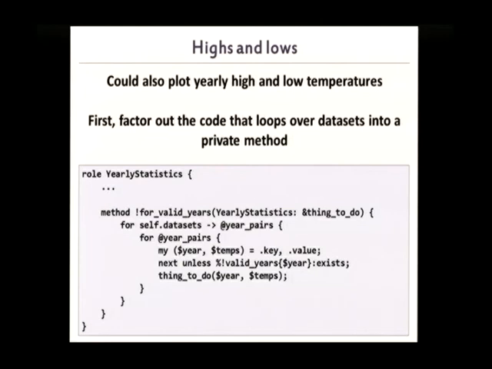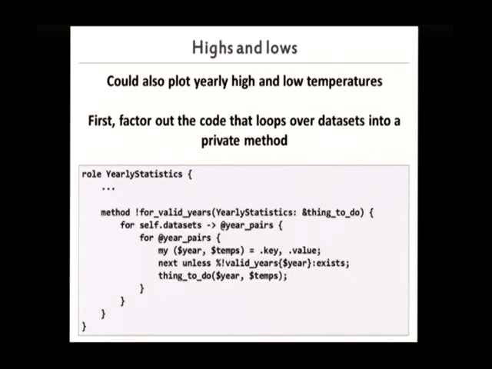Okay. Finally, and I won't go too much through the code, but what I did at the end was I wanted to calculate the high and low temperatures. I just want to show you in this code that I factored out a way of taking a thing to do, just looping over the data sets, skipping those that are not in a year that we have data from all the data sets for, and then I just call the thing to do and pass in the year and the temperature.